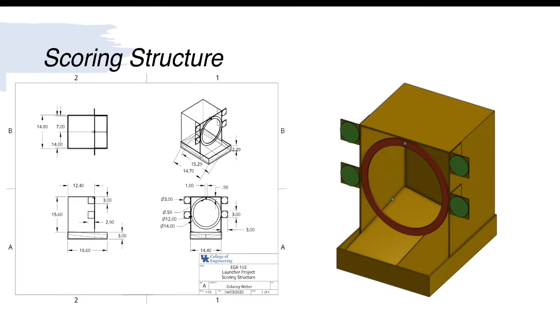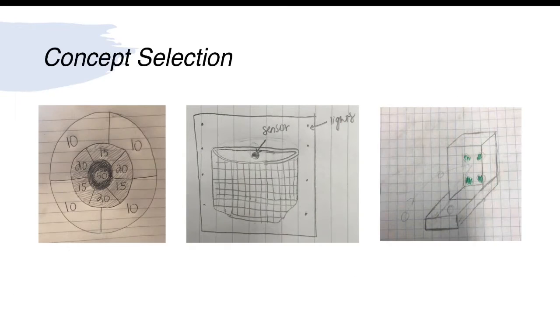I was in charge of the scoring structure. This is my drawing, and this is the 3D model that I created. Originally, we had 3 ideas. The first was a target similar to a dartboard. The second was similar to a basketball hoop. The third was a box.